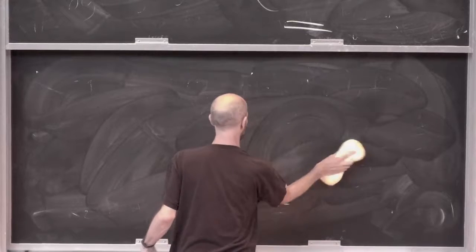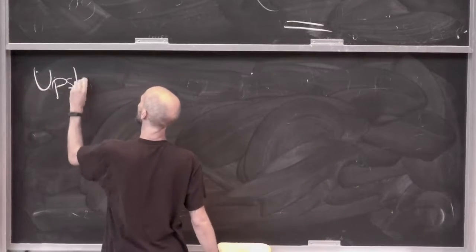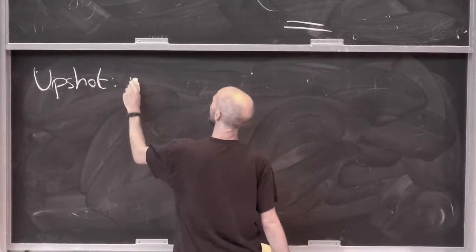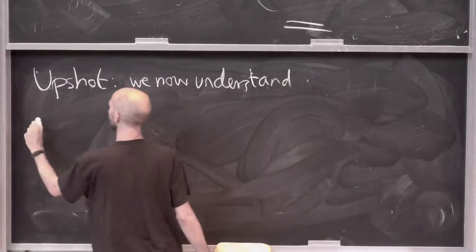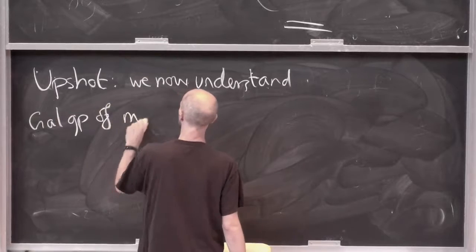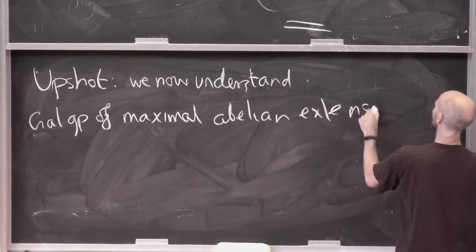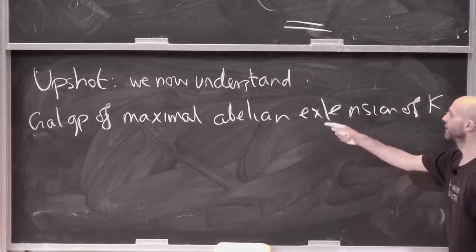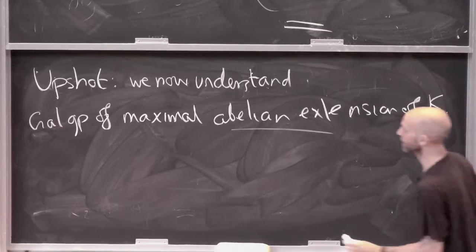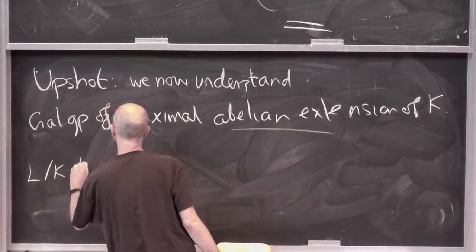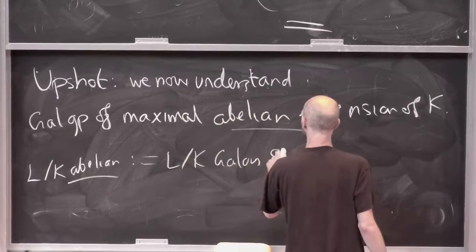I should probably say that, of course, this says, as an upshot, we now understand the Galois group of the maximal abelian extension of K, right? So what's an abelian extension? That means it's a Galois extension, and the Galois group is abelian. So let me just say L over K abelian means L over K is Galois, and the Galois group is abelian.